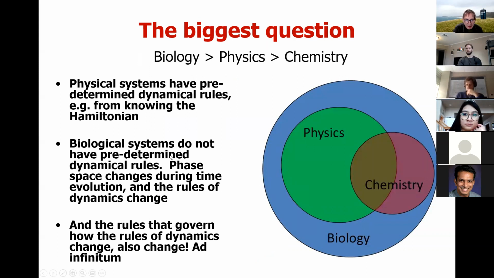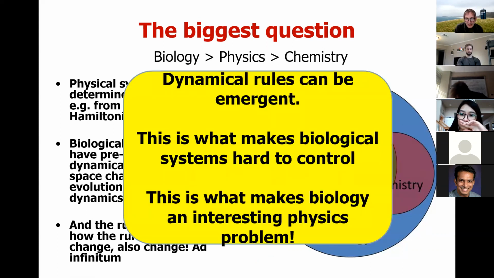Okay, so in physical systems, you have predetermined dynamical rules, e.g. from knowing the Hamiltonian. In biological systems, the rules themselves are macroscopic rules that operate at the level of the biological object. Those rules are themselves emergent. So that's a higher level of emergence beyond anything that we're used to in this course, where the actual laws of nature are emergent, and that happens in biological systems. So dynamical rules can be emergent. That's what makes biology hard to understand, and biological systems hard to control. And so in my view, that's what makes biology an interesting physics problem.